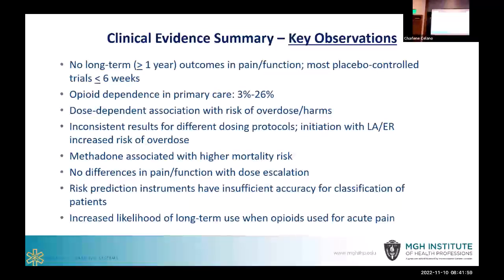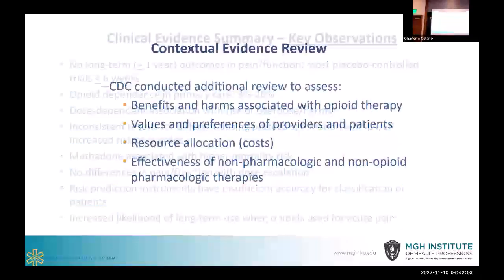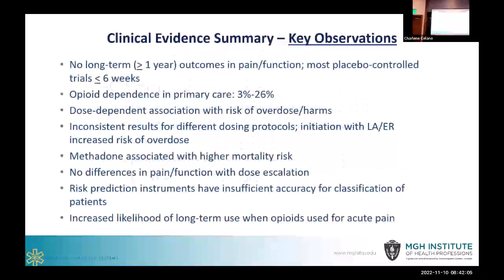Opioid dependence was found to vary between 3 and 26% in the primary care setting. They also found dose-related harm, which we talked about. And the most striking thing for me is that they found that initiating treatment with a long-acting or extended release was not only less effective, certainly not superior to acute release, but it increased the risk of overdose. So it undid that construct that extended release products with a rescue med were the right way to treat chronic non-malignant pain. The evidence does not support that.